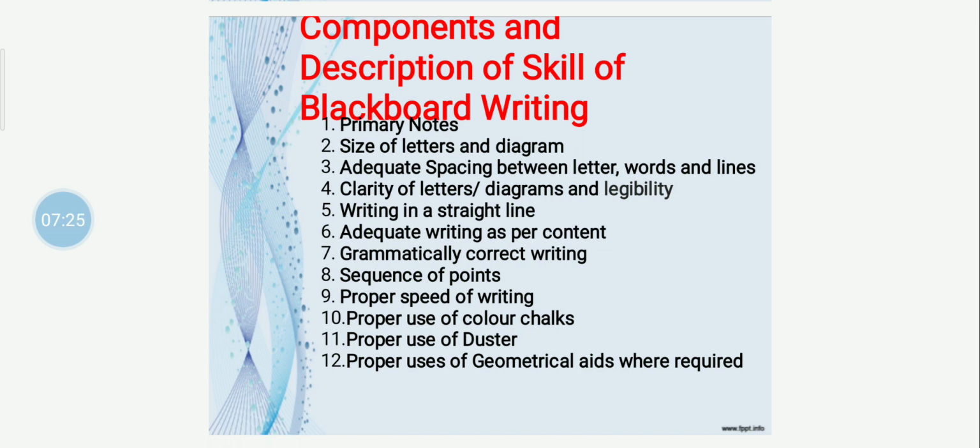The first one is primary notes, and the second one is size of letters and diagrams. Third, adequate spacing between letters, words and lines. Fourth is clarity of letters, diagrams and legibility. Fifth is writing in a straight line. Sixth is adequate writing as per content. Seventh is grammatically correct writing. Eighth is sequence of points. Ninth, proper speed of writing. Tenth, proper use of colored chalks. Eleventh, proper use of duster. And the last one is proper use of geometrical aids where required.